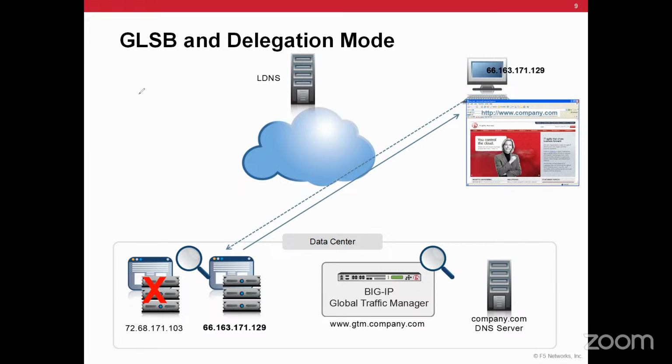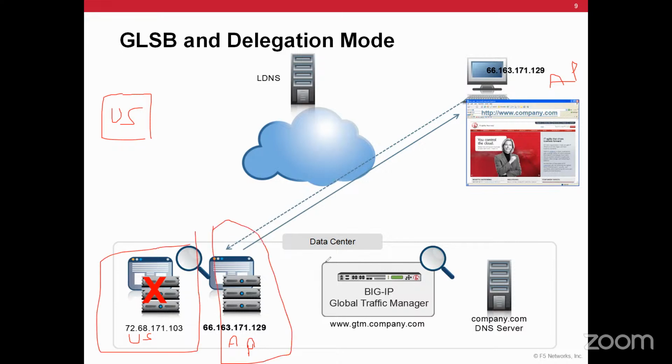I have one client sitting in the US and another in the AP region. This is my US server and this is my AP server. I'm talking about completely different data centers. This is your US data center, this is the AP data center, and this GTM is in AP, and you can have one more in the US for load and high availability.